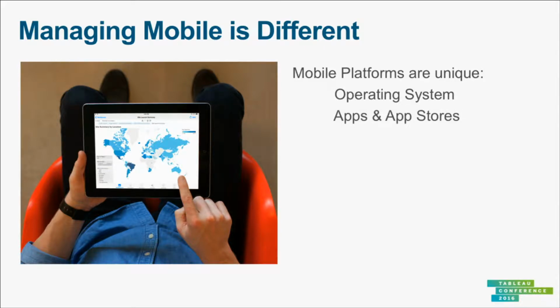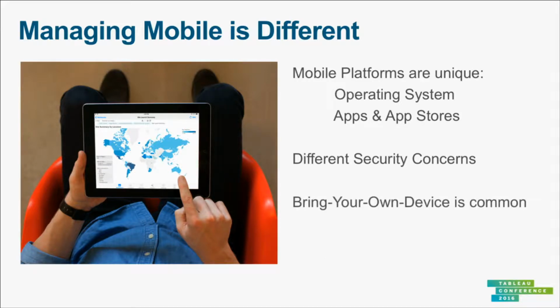Your users are used to a different ecosystem. They get software as apps from app stores. Also, because you have a different ecosystem, you have different security concerns. Another huge point is that bring your own device is common. We hear this from our customers all the time. People want to bring their own mobile device, their own phone, their own tablet, and connect it to the corporate network.